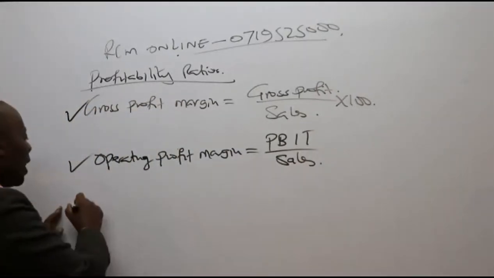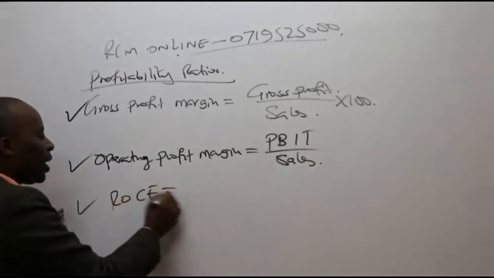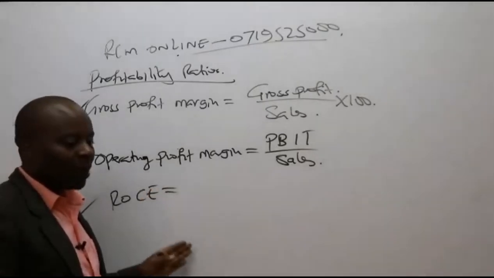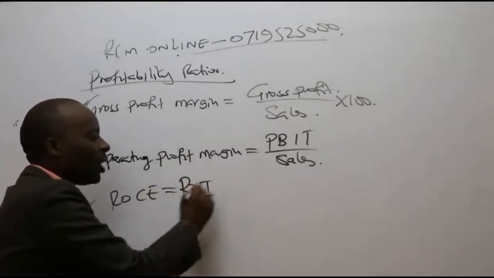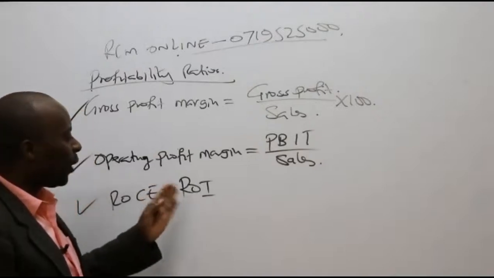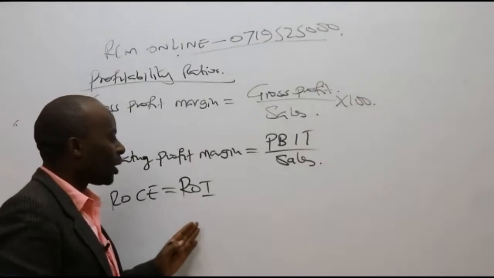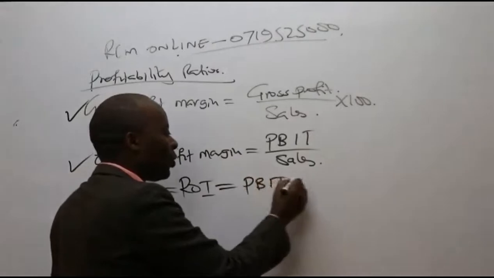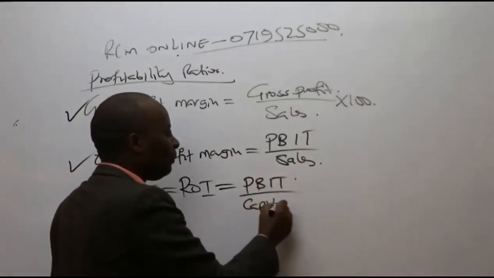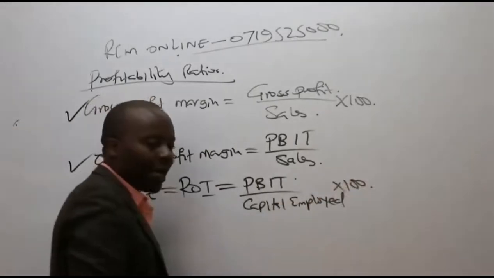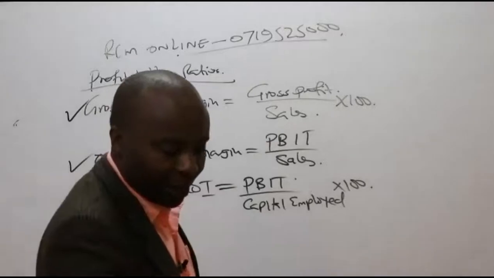And then, ladies and gentlemen, we have what we call ROCE. ROCE is return on capital employed. Return on capital employed is exactly the same as ROI, return on investment. Should you be looking for this ratio, what you need to do is take the profit before interest and tax over capital employed, times 100 again.